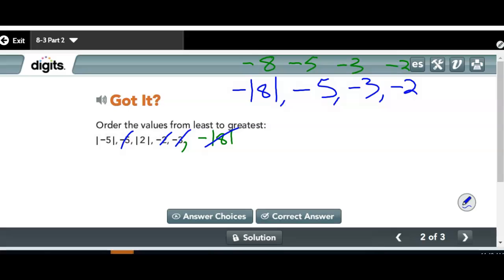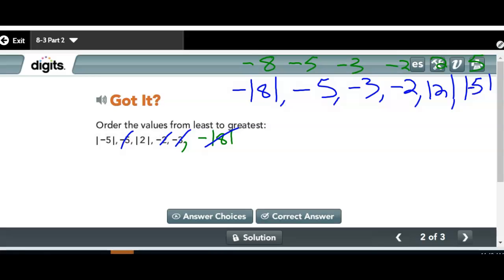What's the absolute value of negative 5? 5. Our other choice is absolute value of 2. Absolute value of 2, and then absolute value of negative 5. This is 2. This is 5. These are in order from least to greatest. Okay. I like to put the answers above or below them so you know what you're looking at.